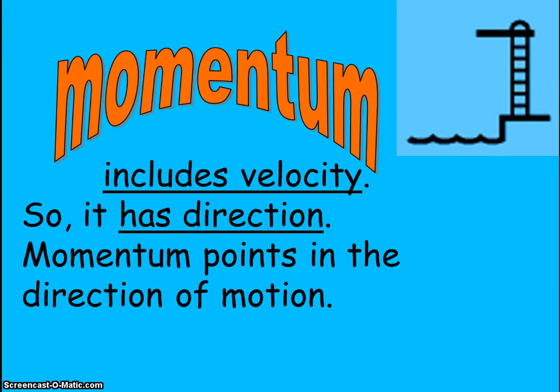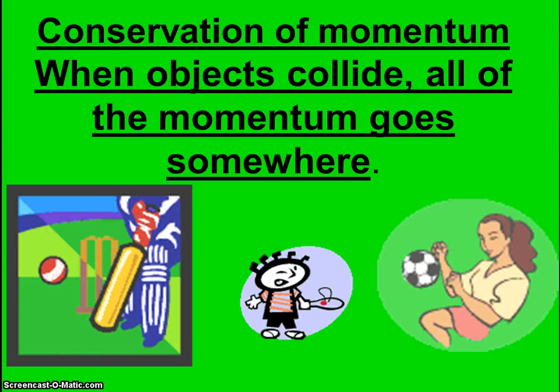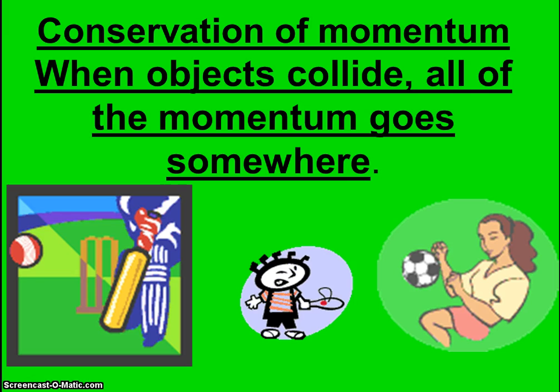So if the momentum equation includes velocity, it must be a vector quantity. It's a vector quantity because it has a direction, right? It includes velocity. We have absolutely talked about the conservation of momentum, right? When things collide into each other, that momentum is conserved. It goes somewhere. It's transferred from object to object.